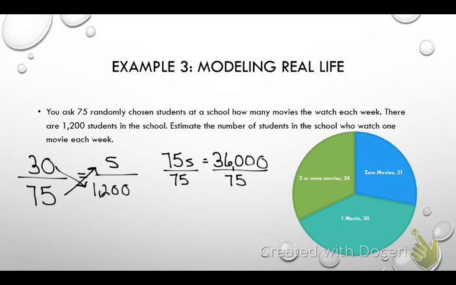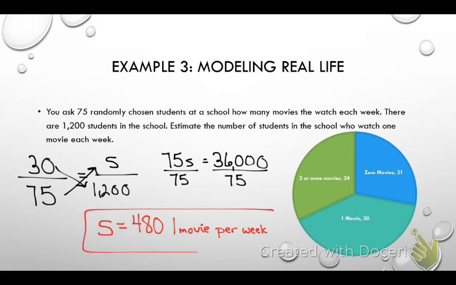Yes. Okay. What is 36,000 divided by 75? 480. Okay. So what I'm saying is S, number of students, should be about 480 students who watch 1 movie per week. Based on the sample. Now, if I really asked all 1,200 students, it might not be 480 exactly, but if my sample is representative of the population, it should be really close. Close enough that I could use that data. Okay? All right, makes sense?